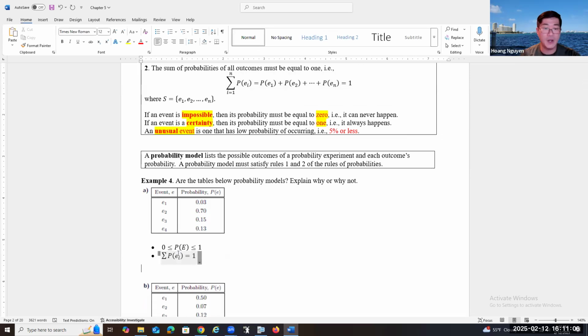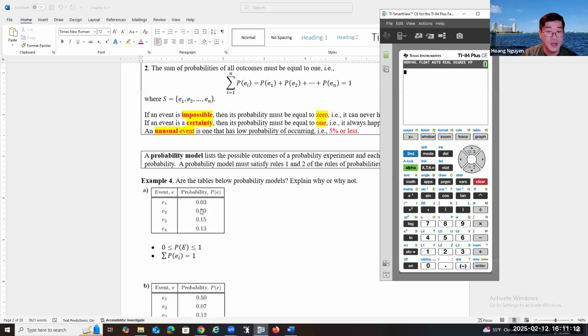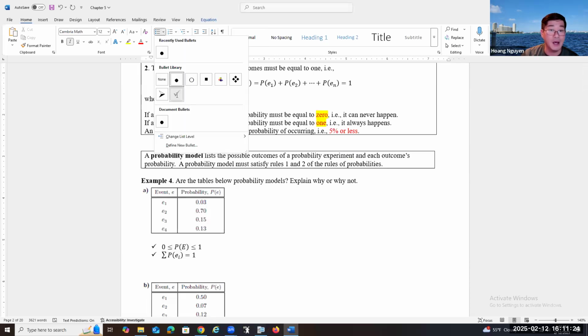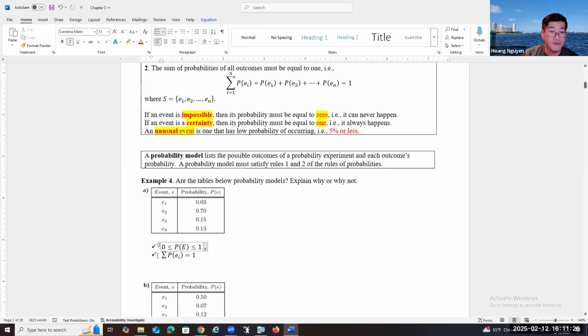Okay, so we're gonna use those two conditions to double check if it's good or not, right? Now the first characteristic, you want to make sure that the individual probability ranges is between 0 and 1. So it looks like all of those numbers are between 0 and 1. So this is gonna be good, right? So we can say this is a check. Yeah, so the first one is check.